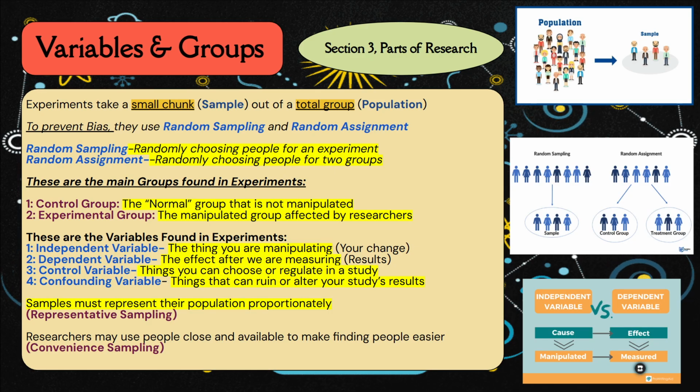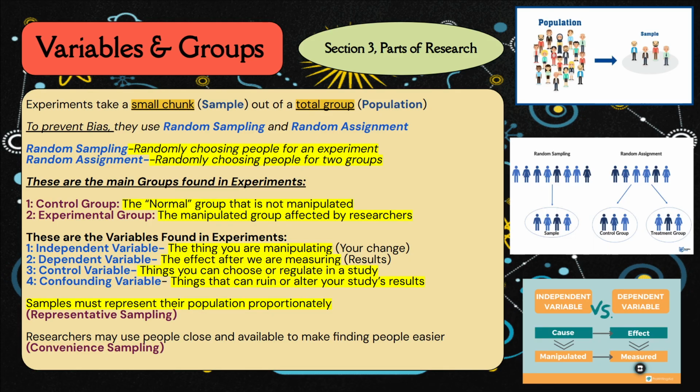We have control groups, which are the normal groups. So these are the groups that are not manipulated, and experimental groups. This is the group that is manipulated in a study. So for example, if we're testing different types of liquids on plants and their growth, the experimental group would be the weird liquids, things like Gatorade or iced tea. The control group is the normal one. So what would a plant normally have? Water. So water would be the control group.